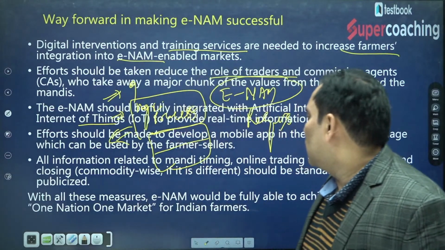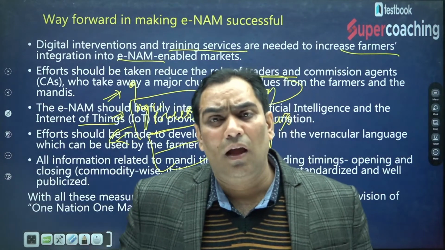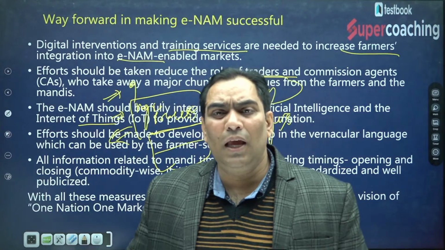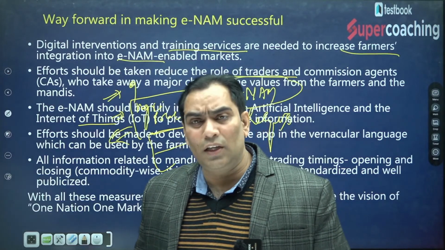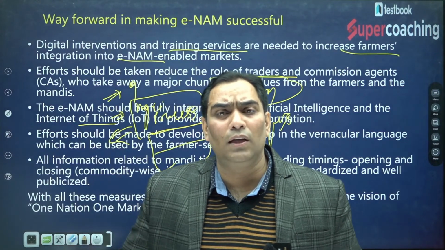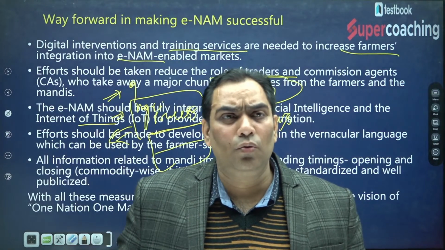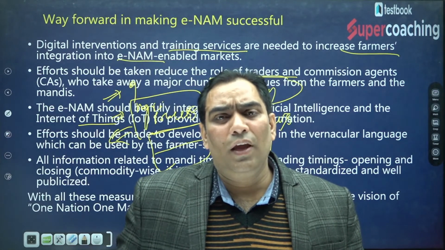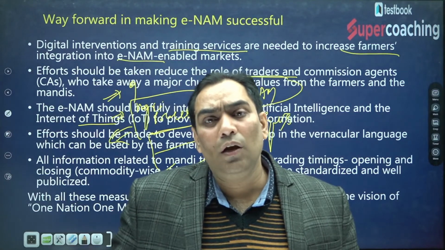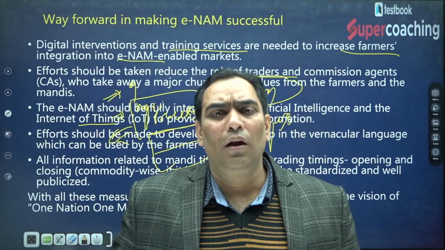Not only this, there is a need to have the information regarding the opening and closing of the e-national market in the public domain. If we are able to make all these efforts, we will really be in a position to create one nation, one market for agriculture produce. In conclusion, if we are able to take all these reforms, we will be in a position to create one nation, one market for agriculture produce.